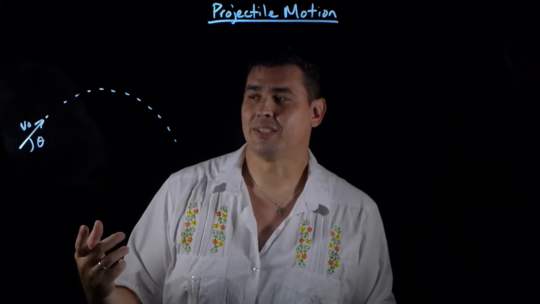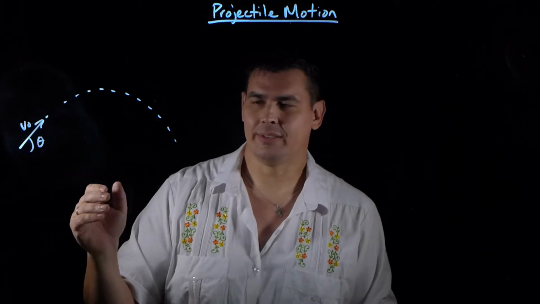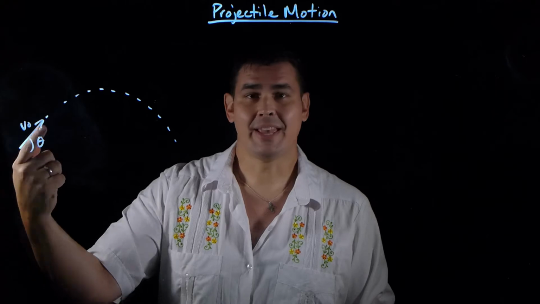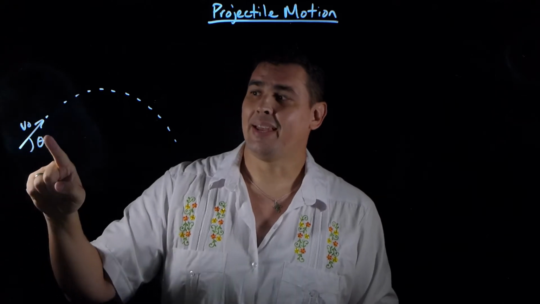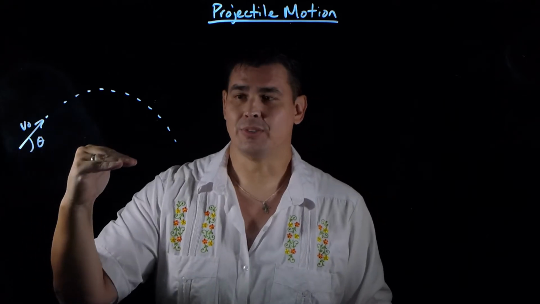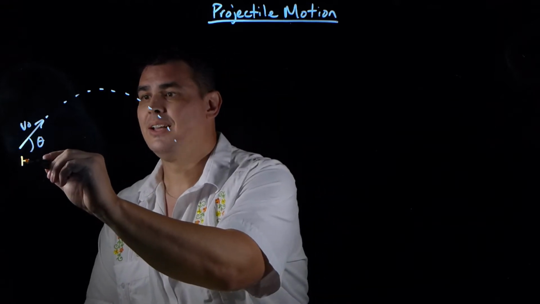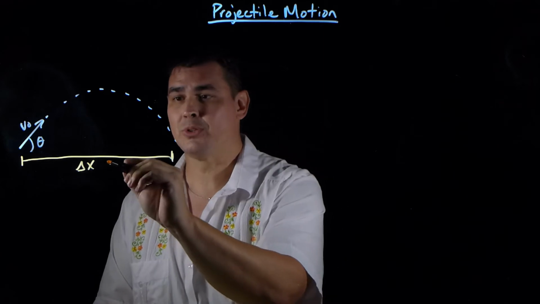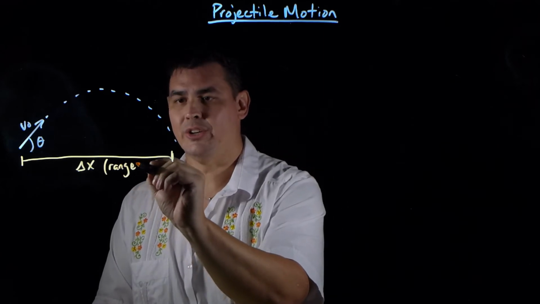The other type of projectile problem is called an angled launch, and that's because you're launching it at an angle. So I have some initial velocity that I'm kicking this ball at or something, and it's at an angle to the horizontal. So I've still got a delta x, my horizontal displacement. Sometimes you'll see this called the range.